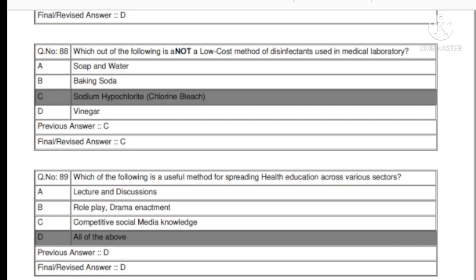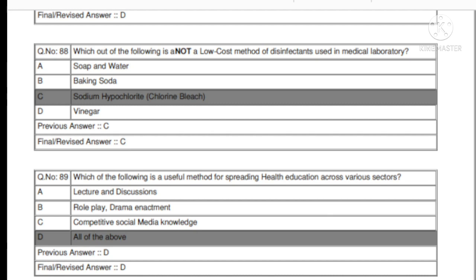Question number 88. Which out of the following is not a low-cost method of disinfectants used in medical laboratory? Soap and water, baking soda, sodium hypochlorite, chlorine bleach, vinegar. Soap and water, baking soda and vinegar are low-cost methods of disinfectants used in medical laboratory, whereas sodium hypochlorite or chlorine bleach is not a low-cost method of disinfectants used in medical laboratory. So its answer is C.